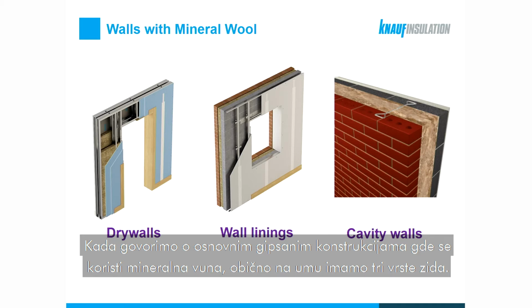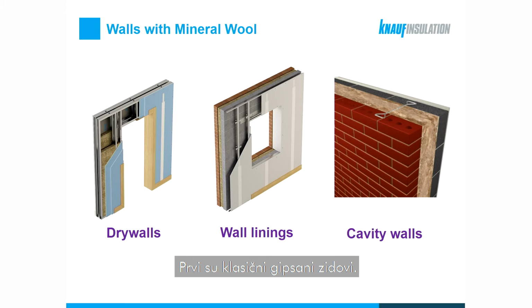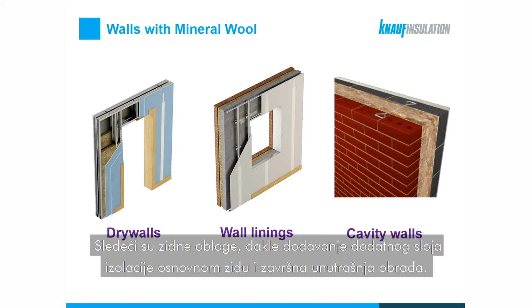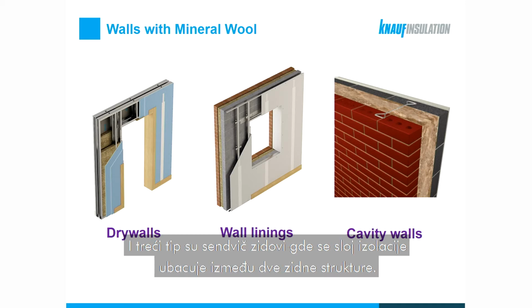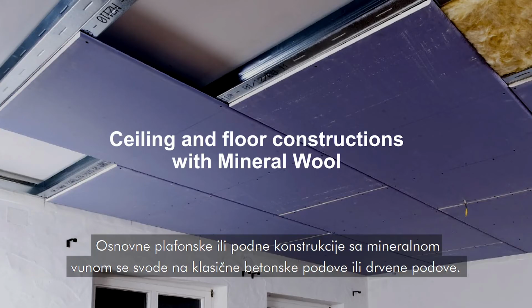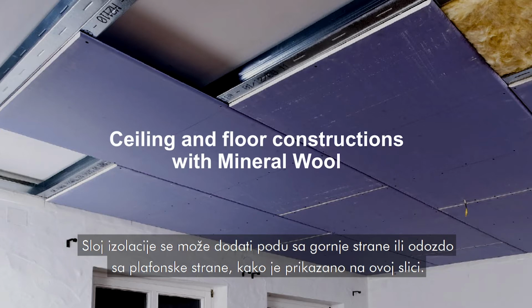When we talk about the basic wall constructions where mineral wool is utilized, we generally have in mind these wall types. First one, the classical drywall or a gypsum wall. The next one, wall linings, so basically adding an extra layer of insulation and interior wall finish to the basic wall. And the third one, the cavity wall, where an insulation layer is inserted between the two wall structures. Basic ceiling or basic floor constructions with mineral wool can again be shaped around classical concrete floors or more traditional wooden floors. An insulating layer can be added to the floor from the upper side or from below to the ceiling, as we can see in this particular image.